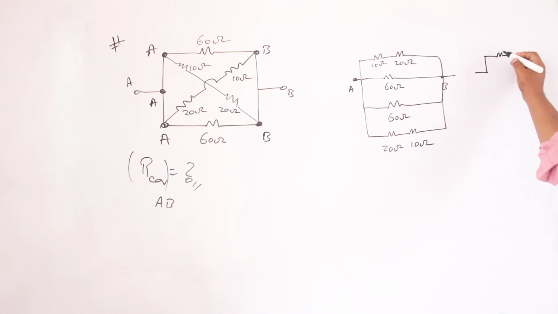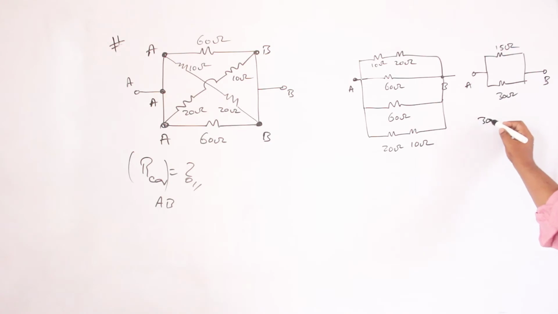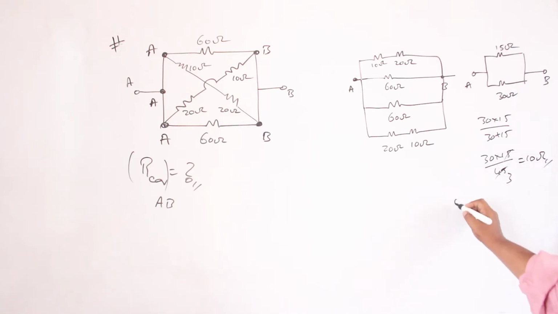So equivalent resistance finally is 15 ohms and this equivalent resistance is 30 ohms. Clear? So this is terminal A and this is terminal B. So 15 and 30 again they are connected in parallel connection. So 30 into 15 divided by 30 plus 15. So 30 into 15 divided by 45. 15 ones are 15, 3 threes are 9... 10 ohms is the equivalent resistance.